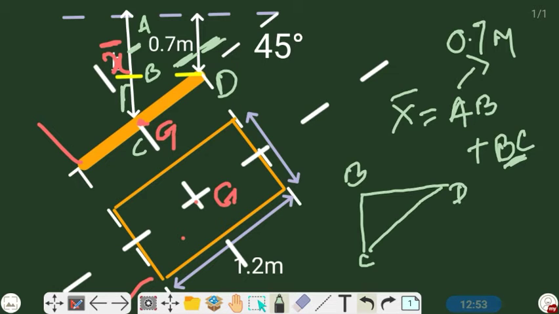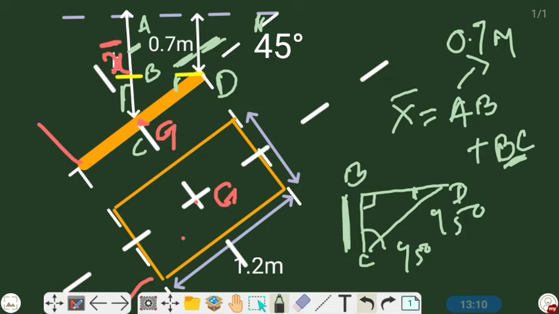Okay, can you comment about the angle? This angle, will it be equal to this angle or not? That is 45 degree. So this is 45 degree, this is 90 degree, and this will be again 45 degree. We need to find out this height.